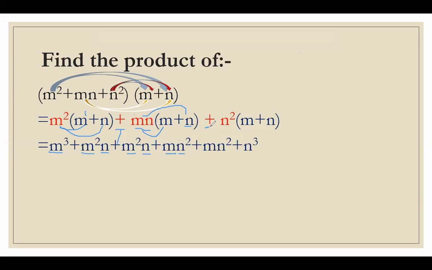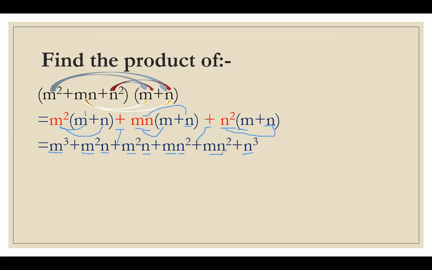Now what about the last term? Here plus sign is there, so copy down plus sign. n square m, and n square and n. Here n square is there and here n is there. When we multiply these two terms together, the power will be added. We get n cube. Cube means 3. Power 3 is called cube. So we get n cube.